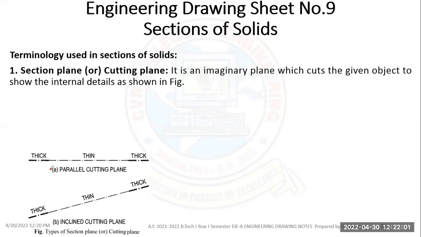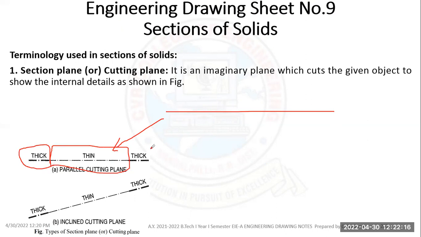So this is a parallel cutting line. Don't draw the cutting plane like this. You have to draw it like this. Initially it should be thick, so you have to use the HB pencil. Then in between it is thin, so you have to use a 2H pencil. And at the end again it is thick, so you have to use the HB pencil.